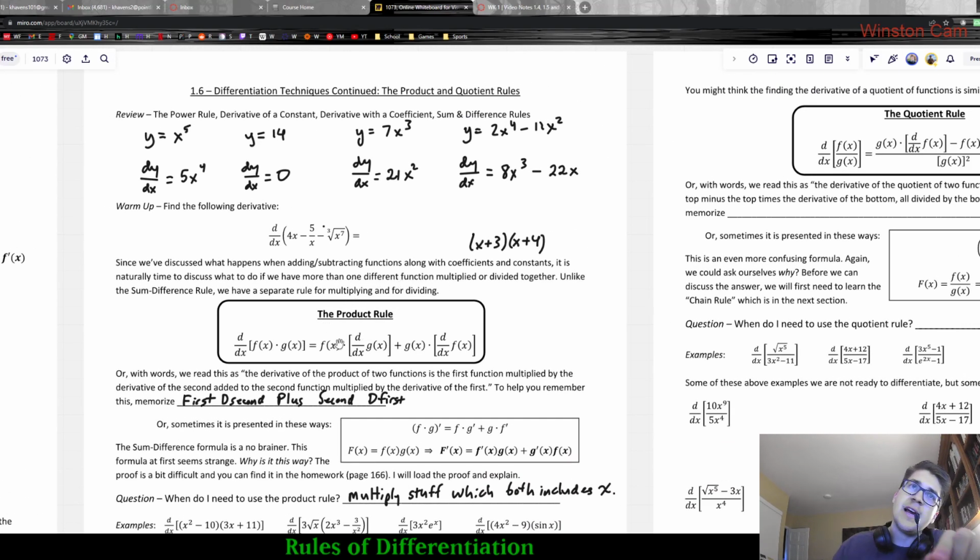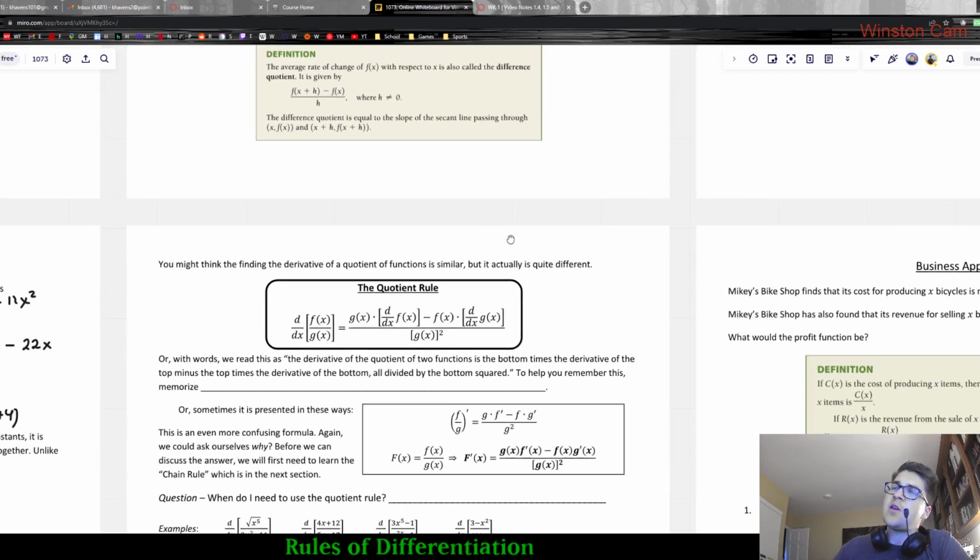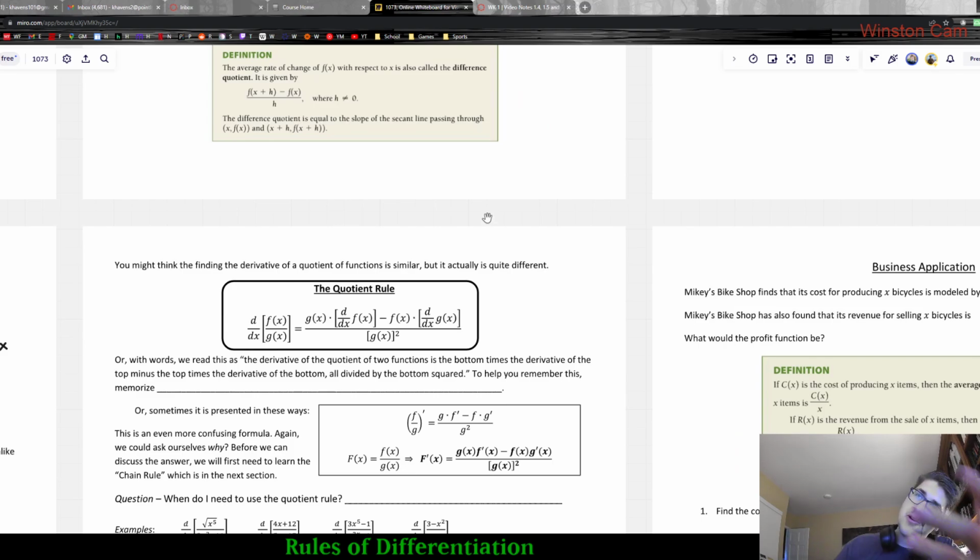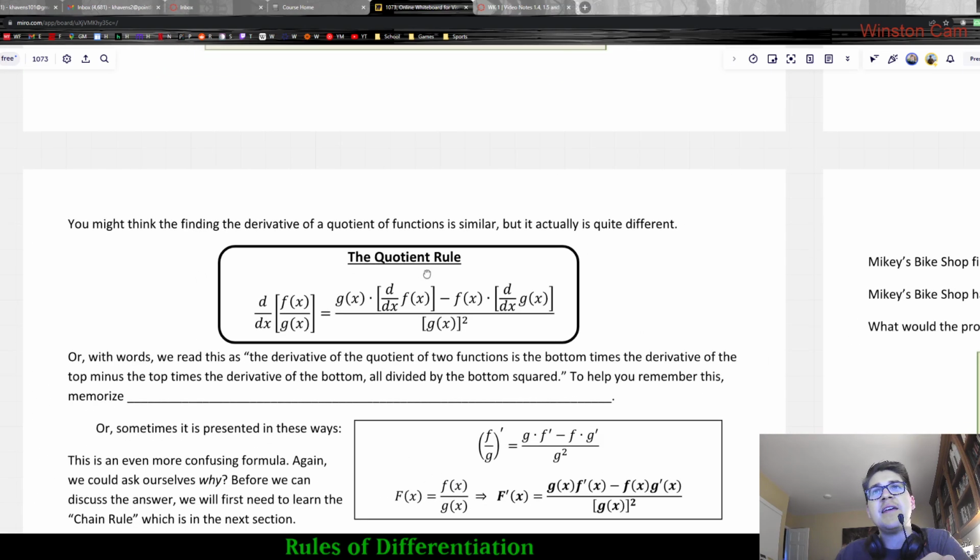When it comes to multiplying, we have to do first d second plus second d first. When it comes to dividing, it's even a little bit worse. And again, it comes down to algebra of the difference quotient. And this is the shortest way. You might think it doesn't look very short, but this is the shortest way of solving the derivative when we're dividing two functions. So let's go ahead and look at it for a minute.